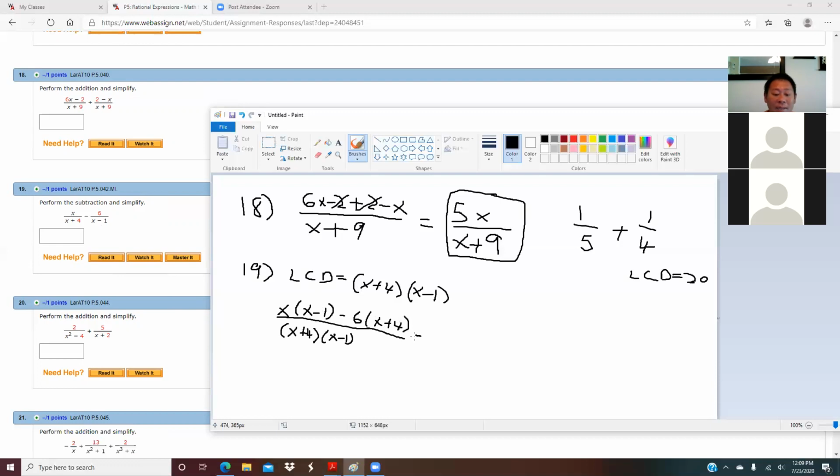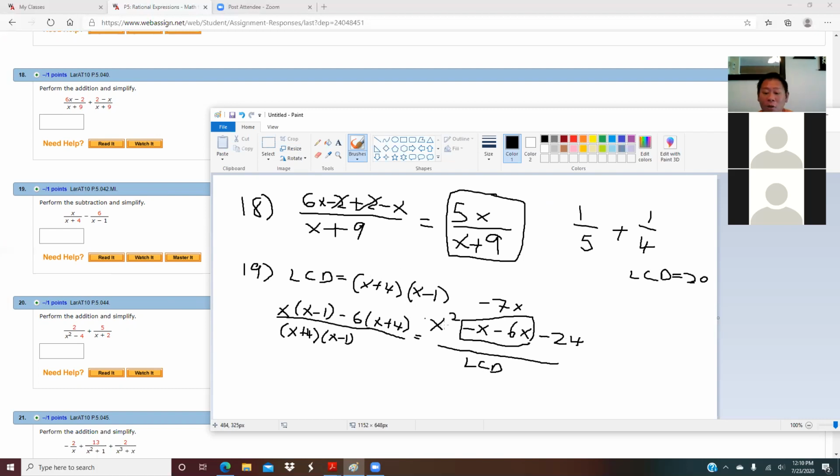What you need to do next is distribute this and then combine like terms. x times x is x squared. x times -1 is -x. And then -6 times x is -6x, and -6 times 4 is -24. And you notice that, again, this middle term can be combined to become -7x. And then the denominator is the same as the LCD. I just put LCD here, which is the same as the one that we have.